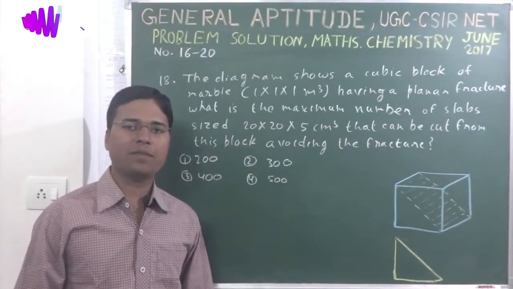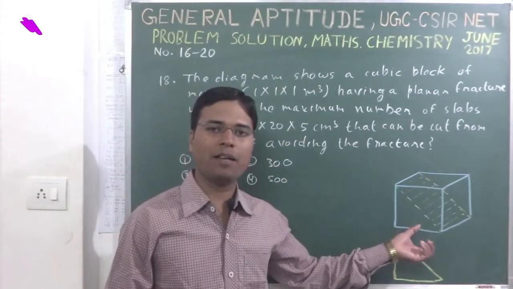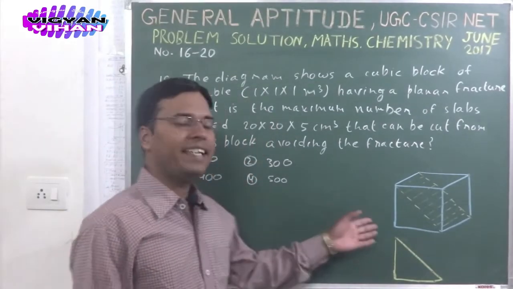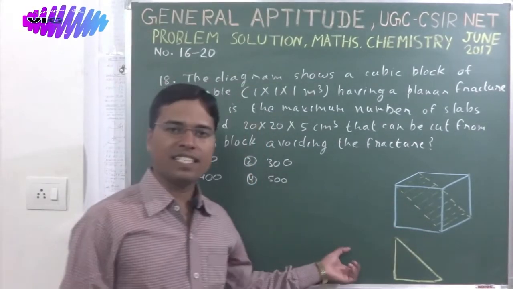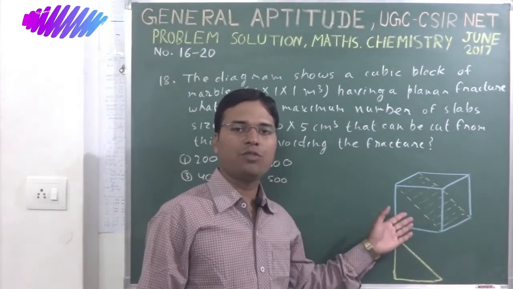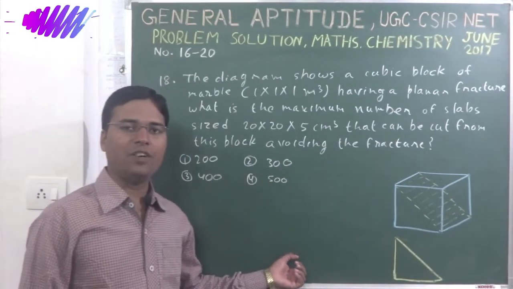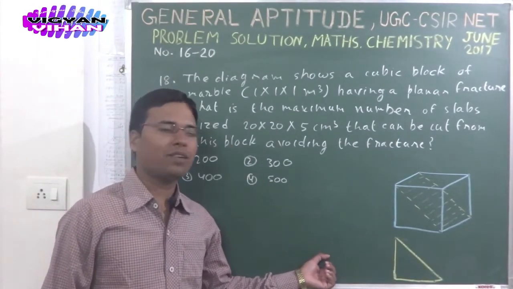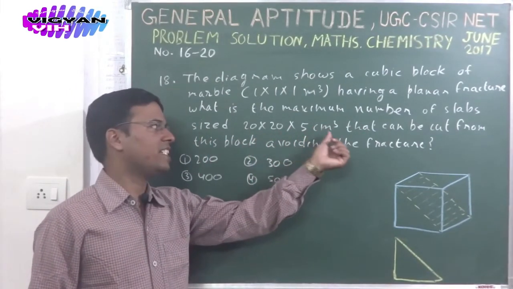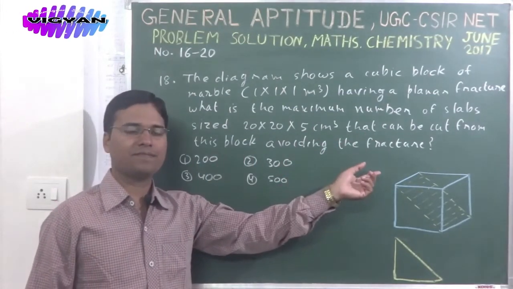Friends, here is the next problem, problem number 18. In this problem, there is a cubical block which is divided into two equal parts by a planar fracture such that this plane divides the front face into two equal right-angled triangles. We will have to find out the maximum number of slabs sized 20 by 20 by 5 centimeter cube that can be cut from this block avoiding the fracture.